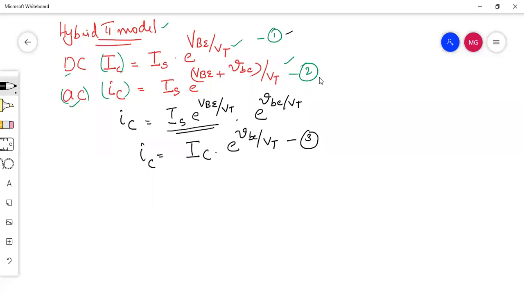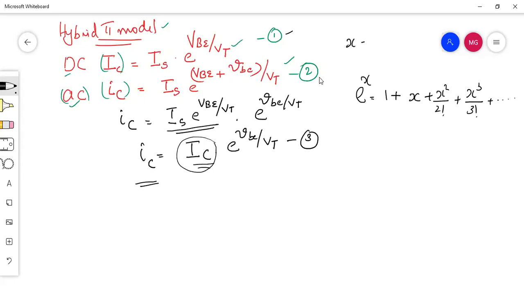So this is the total AC current, and that is including this DC. This is DC. Then there is one factor called e raised to x. We know that the expansion of e raised to x is 1 plus x plus x square by 2 factorial plus x cube by 3 factorial, like that it will go. And the x in this term is small VBE by VT.